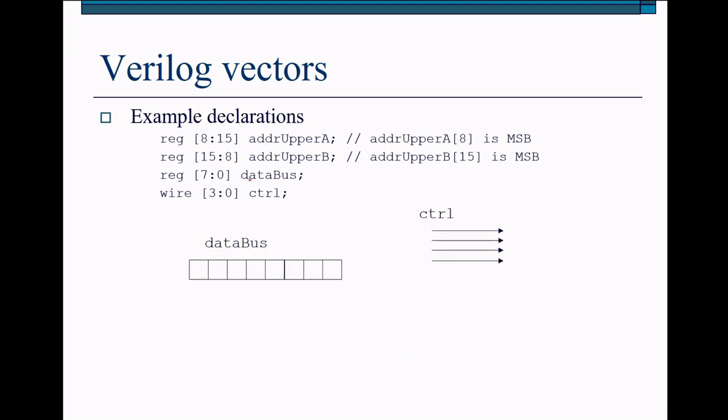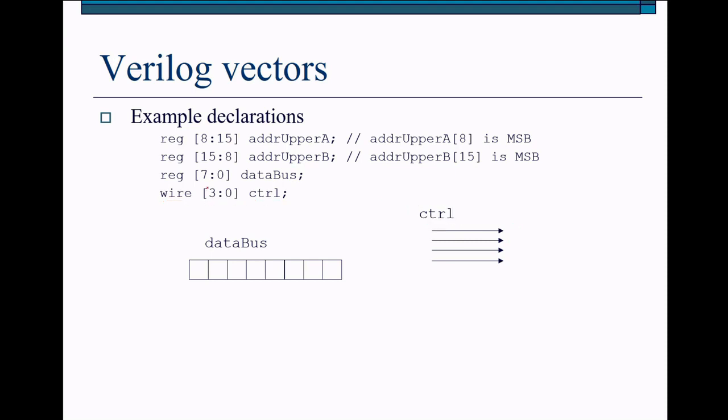If we take the data bus declaration, it's declared to be an 8-bit quantity of type reg. And you can see here we've got 8 bits for data bus. And because it's of type reg, each box indicates storage for a single bit. If you take the wire declaration, control is of type wire and our range goes from 3 to 0, indicating that we've got 4 wires. So over here you can see that the 4 wires are identified by control.